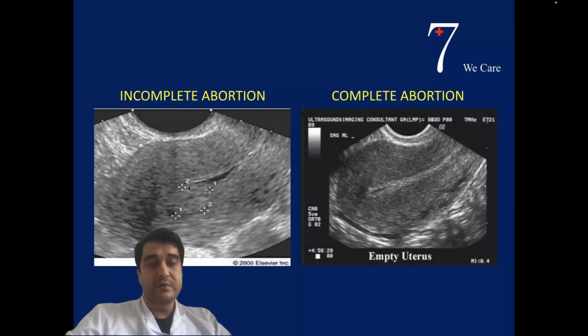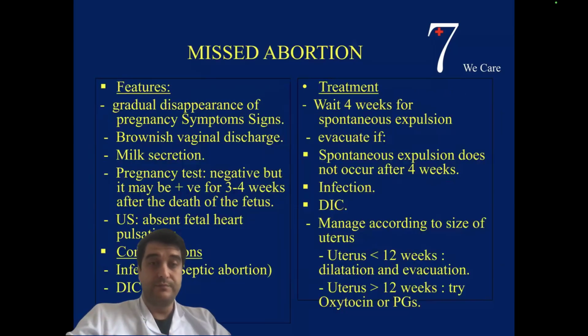That's why it will be the cause of the bleeding. So in this case, you can see the complete abortion. We don't have any tissue inside it, so you don't need to manage it. You just check it by ultrasound. But if we have an incomplete abortion, you must manage it like a surgical abortion.